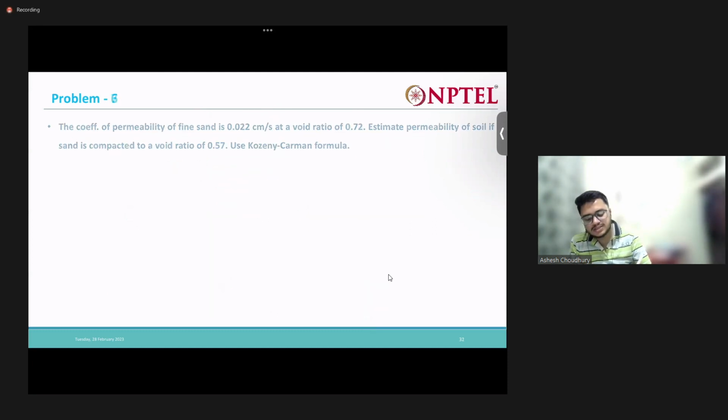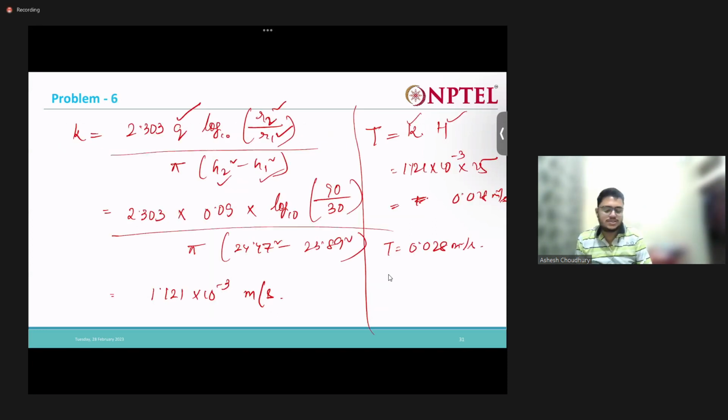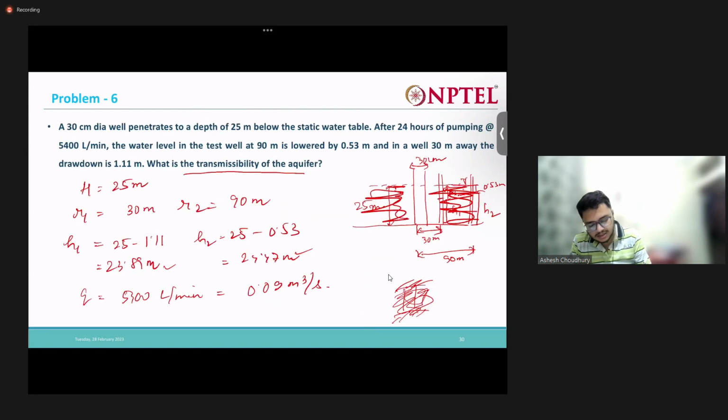Okay, transmissibility is asked. Remember, transmissibility is nothing but k into h. H is this height, which is 25 meter, into k. K is nothing but the coefficient of permeability of the soil, which you just determined.